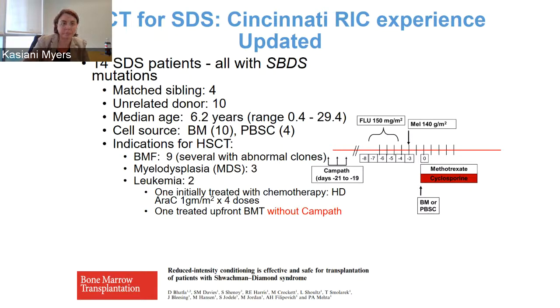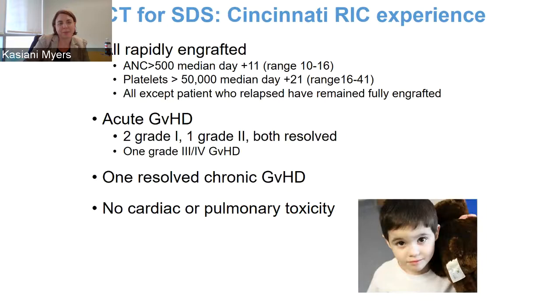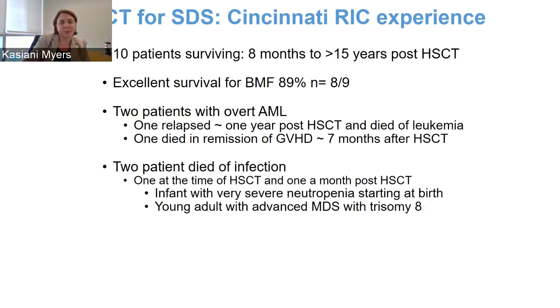Next slide. All patients rapidly engrafted, and all remained fully engrafted except for the 1 patient who relapsed. Acute GVHD was low in number and mild, except for 1 patient who had grade 3 to 4 GVHD. 1 patient developed chronic GVHD that has subsequently resolved. And importantly, there was no significant cardiac or pulmonary toxicity. Next slide.